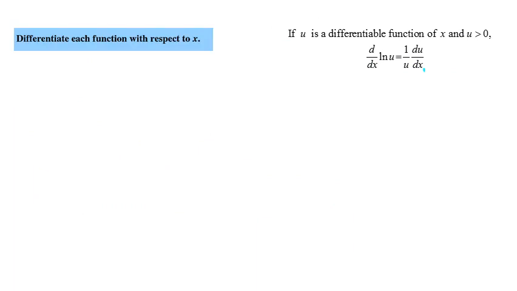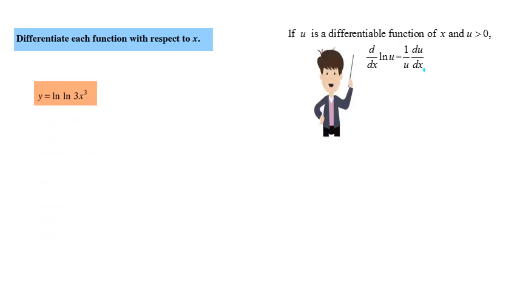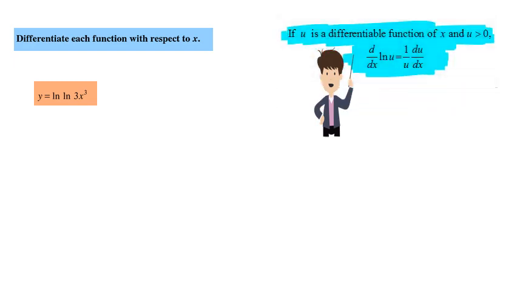Differentiate each of the following with respect to x. The function is y is equal to ln of ln 3x to the power of 3. Don't forget that we have a rule that if u is a differentiable function, the derivative with respect to x of ln u is equal to 1 over the function multiplied by the derivative of the function. So we are going to assume that u is equal to ln 3x to the power of 3. So what is du by dx? What is the derivative of u with respect to x?